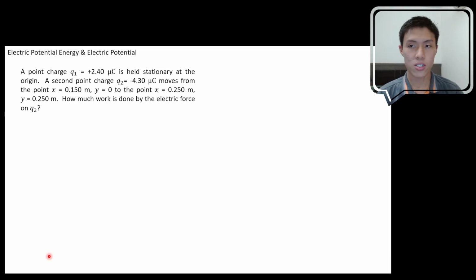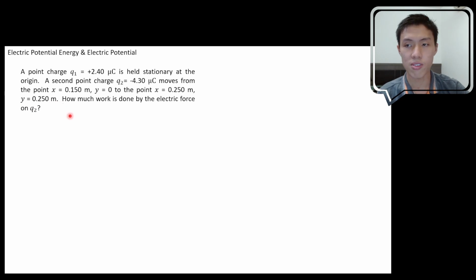Let's try to discuss this question here. A point charge Q1 equals positive 2.4 microcoulomb is held stationary at the origin. So now Q1 is placed at the origin. A second point charge Q2, which is negatively charged, negative 4.3 microcoulomb, moves from point X equals 0.5, Y equals 0, to point X equals 0.25, Y equals 0.25.